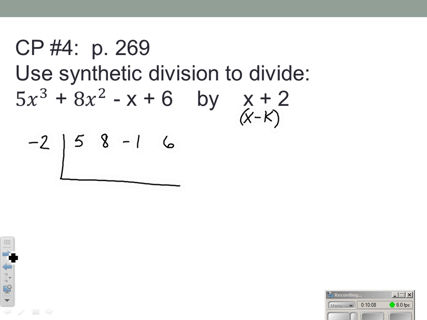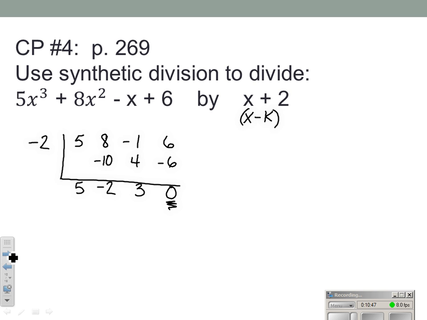Okay? Now, our next step said to drop the first coefficient straight down underneath. Okay, the next thing you're going to do, multiply k by 5. That's -2 times 5, and put that underneath the second coefficient. Combine. I get -2. Now I'm going to take k times that amount. So I've got a -2 times a -2, which is 4. Combine. I get 3. Now I take k times that one. -2 times +3 is -6. Combine, and I get 0.